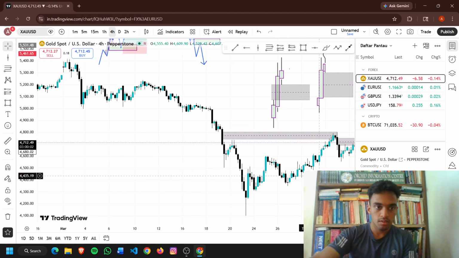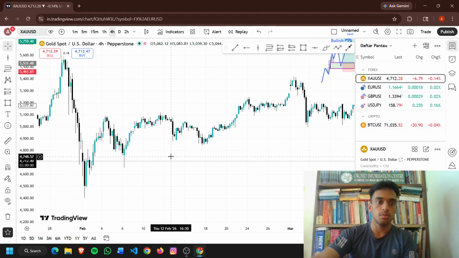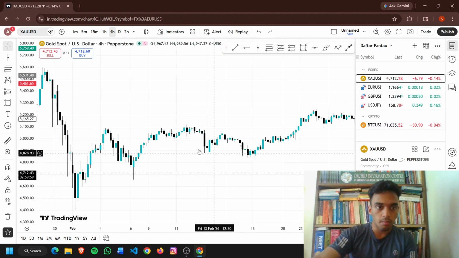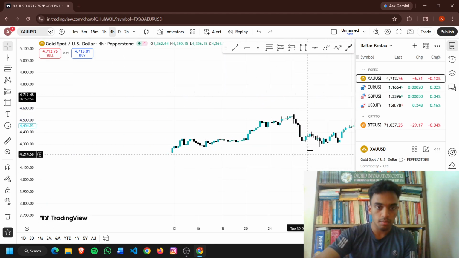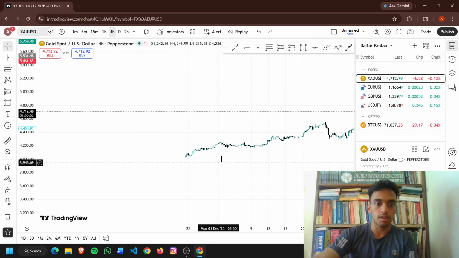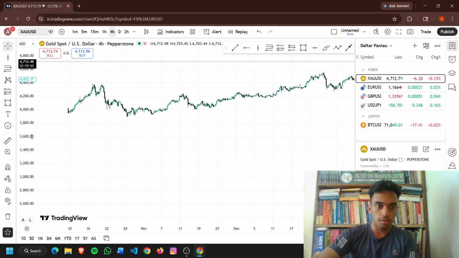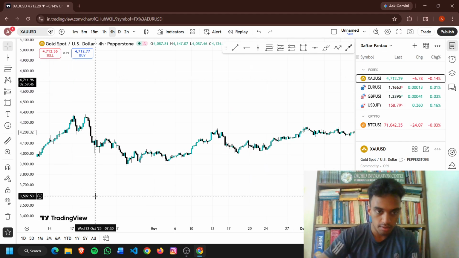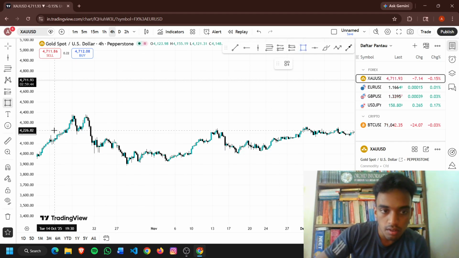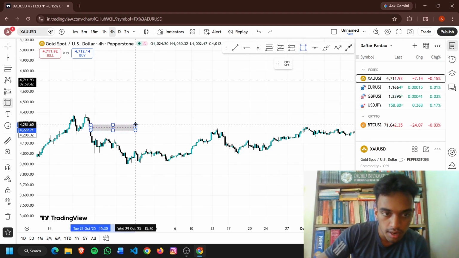So, how to trade fair value gap? What we usually try to do is plot a fair value gap. Let me give you a proper example of a proper fair value gap. You could have traded a fair value gap over here. See, this is a fair value gap, right?